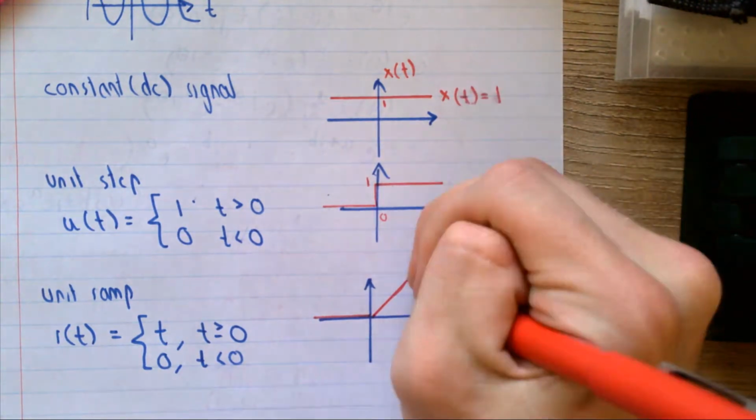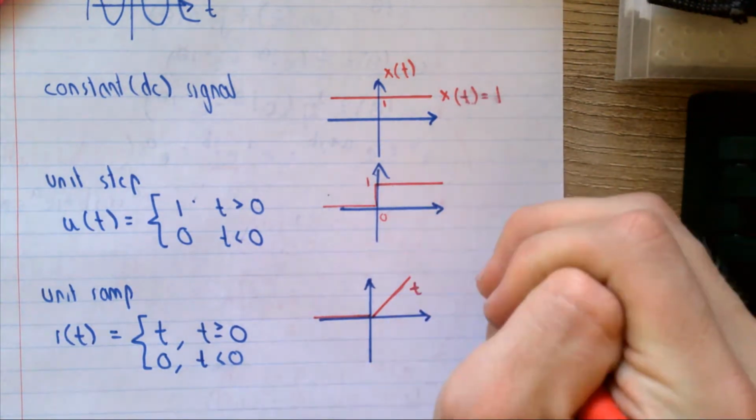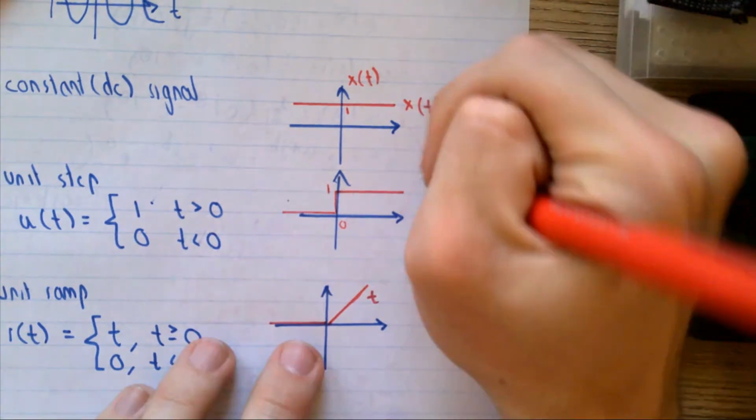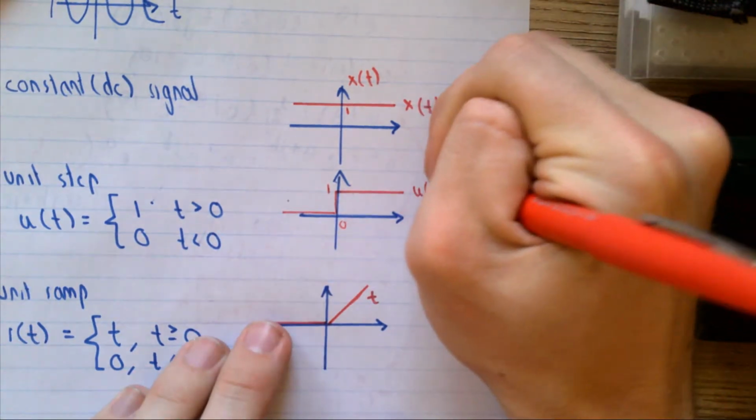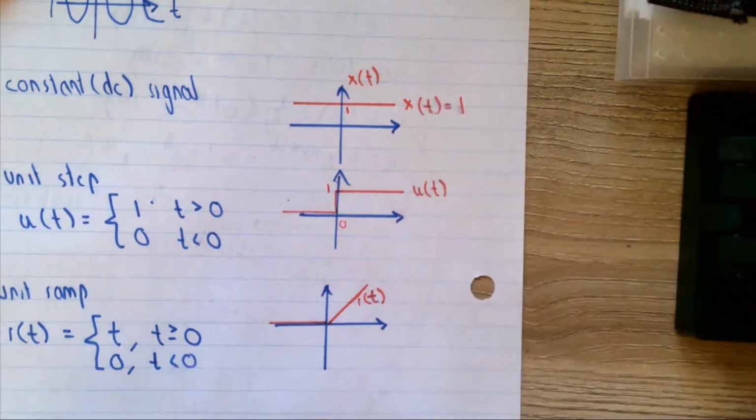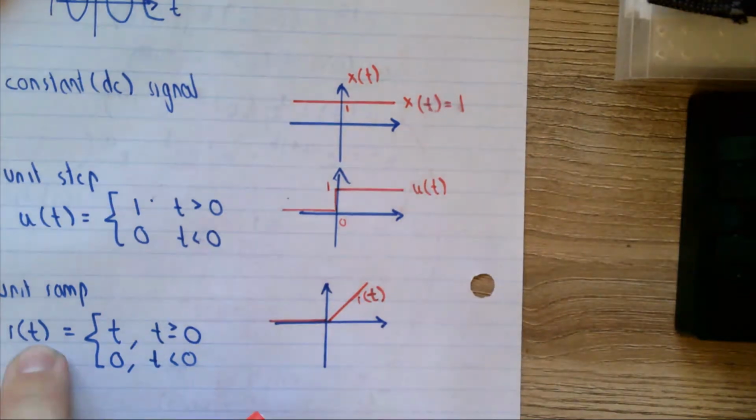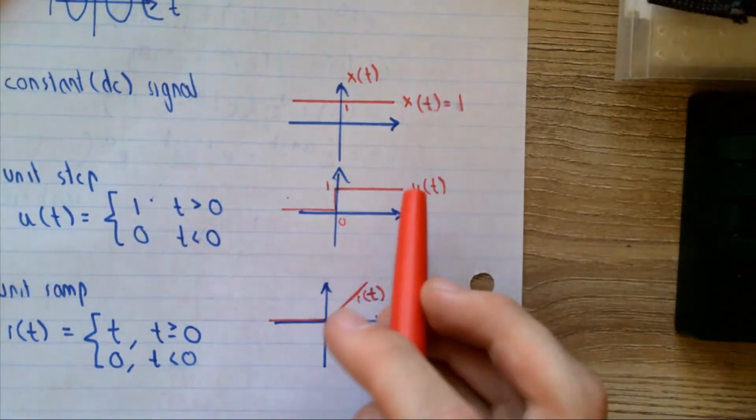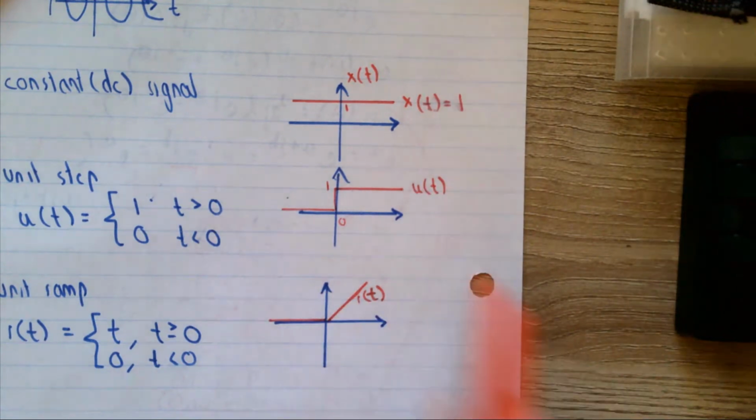If I want to just call this u of t actually, and then r of t, that might be better, just to show that this is the ramp, this is the unit step. And you'll see later on how we can modify these signals by making operations on the independent and the dependent variable. Now we talked about unit ramp.